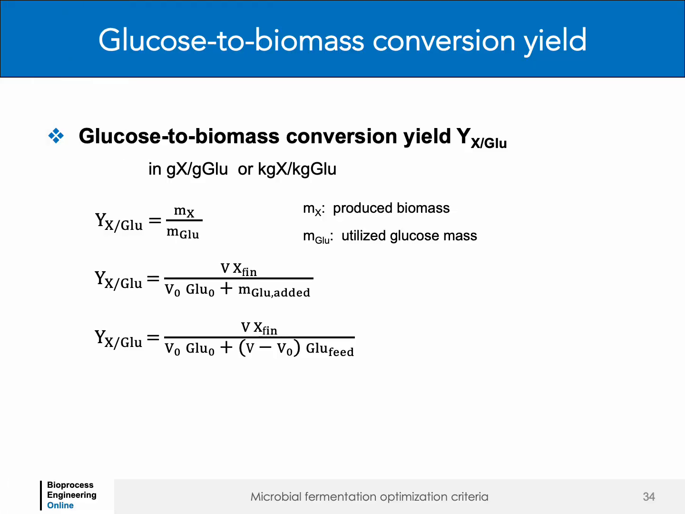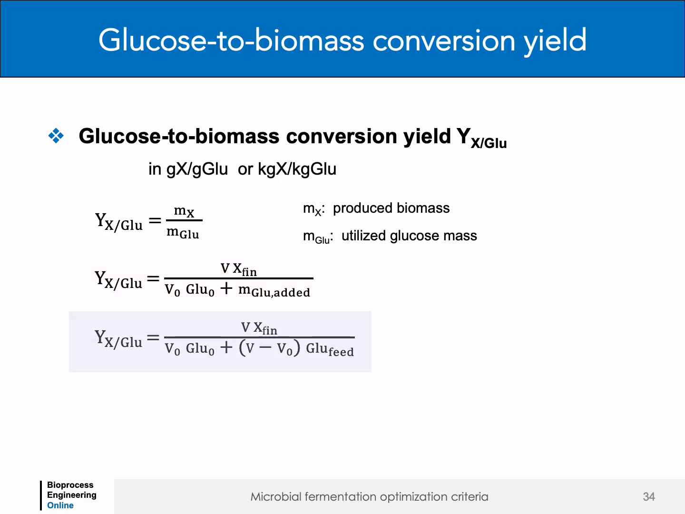For the yeast fermentation, a second important performance criterion is the global sugar-to-biomass conversion yield. For fed batch yeast fermentation, the overall glucose-to-yeast conversion yield, denoted as Yx/glu, is defined as the ratio of the final mass of yeast produced to the total mass of glucose consumed. The latter includes both the glucose initially introduced into the fermenter and the glucose added during the feeding phase. Yx/glu equals V times X fin divided by V0 times glu 0 plus M glu added.